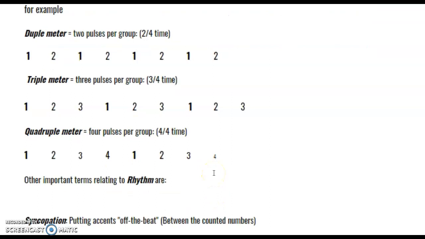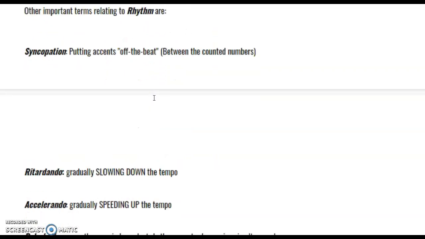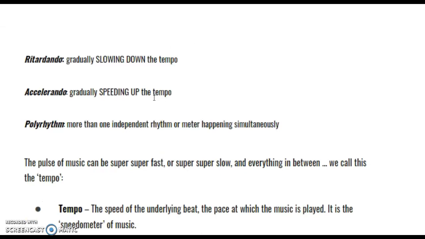Now, the moment that I have syncopation, it's offbeat. So between these bold ones, I will put an accent. 1, 2, 1, 2, 1, 2. Then it's offbeat. Okay. Retardando, I go slower. Accelerando, I speed up the tempo. Polyrhythm, I have more than one rhythm happening.